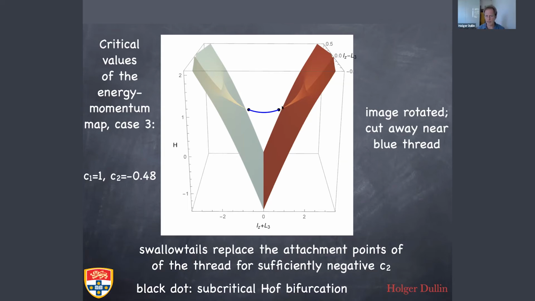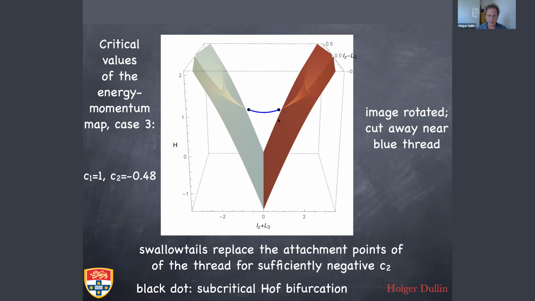At the end of the swallowtail, where it turns into the thread, that's another Hopf bifurcation, but it's a subcritical Hopf bifurcation. I don't want to go into this Hopf bifurcation business. It's kind of interesting that in this family, we also get a subcritical Hopf bifurcation. It is some work to establish that, and I won't have time to talk about that.